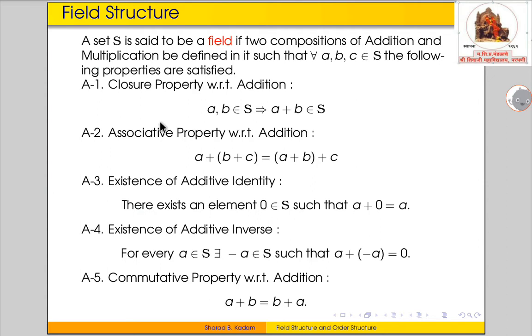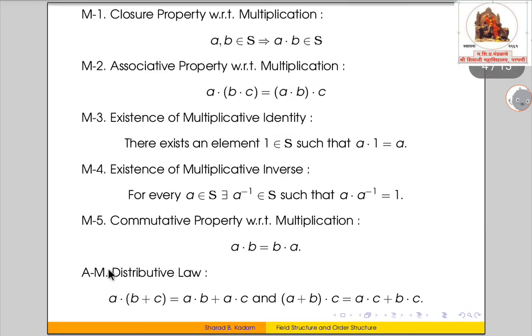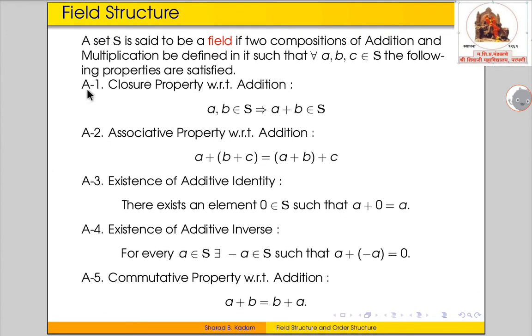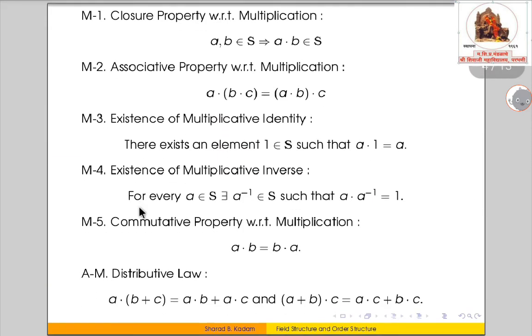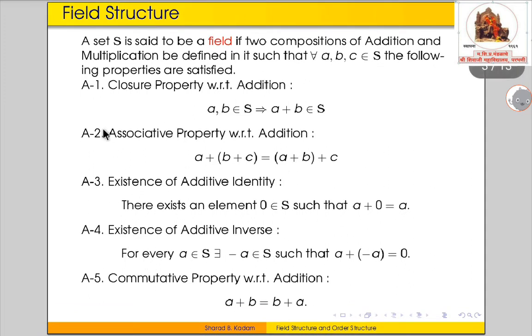Out of 11 properties, 5 properties are with respect to addition, 5 properties are with respect to multiplication, and the last property is the distributive law. The properties with respect to addition are denoted by A1, A2, A3, A4, A5. The properties with respect to multiplication are denoted by M1, M2, M3, M4, M5, and the last property is denoted by AM because it involves both addition as well as multiplication.